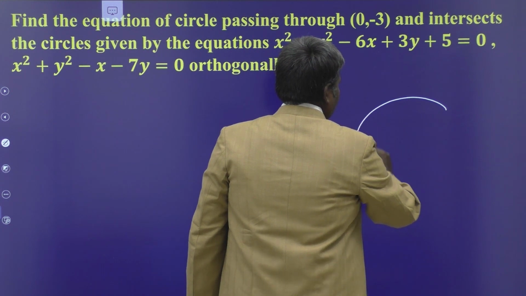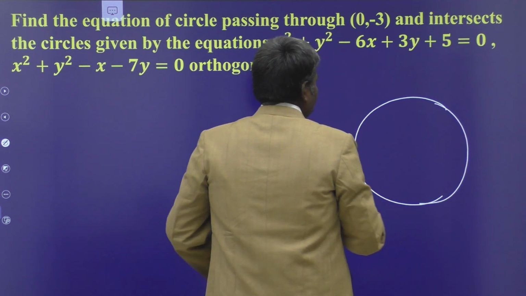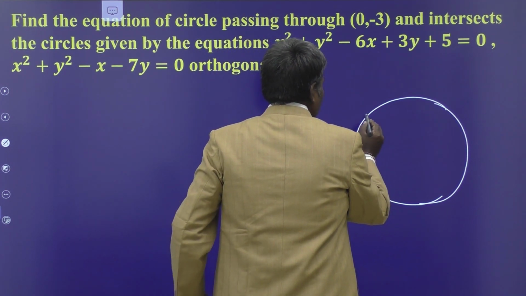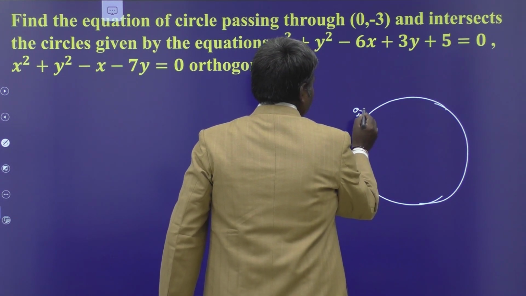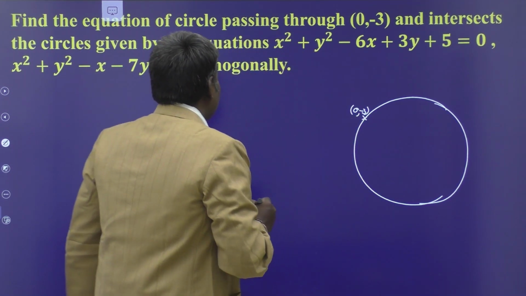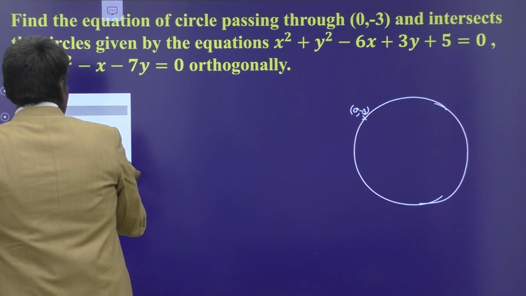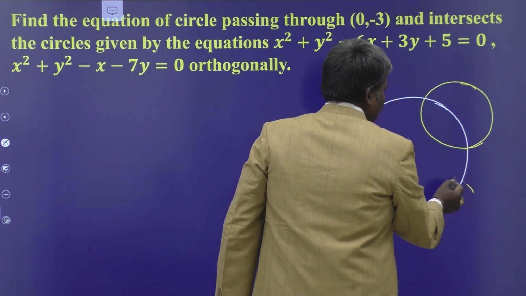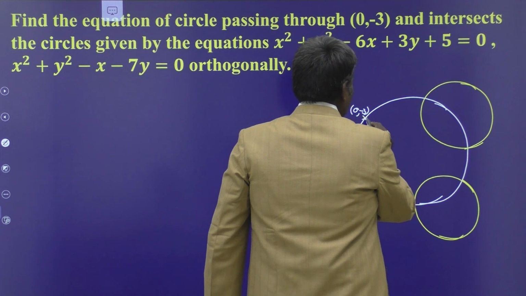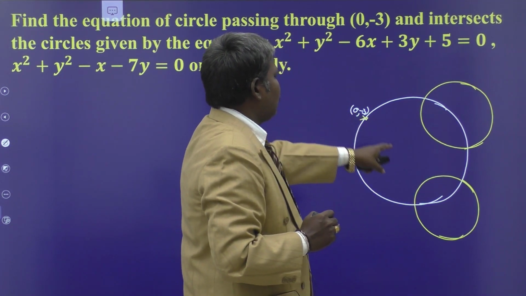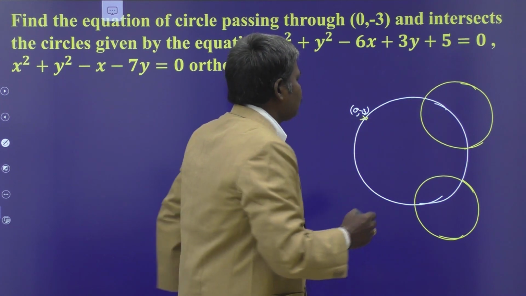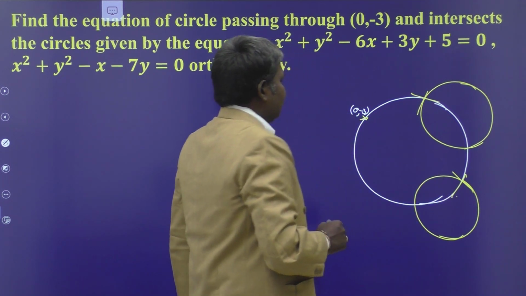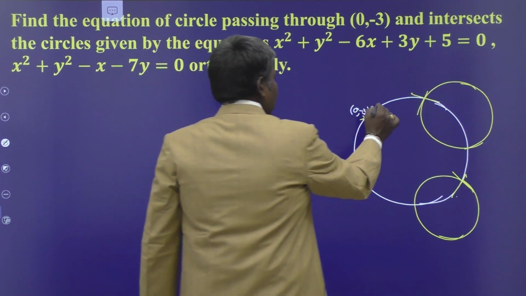I am going to write the rough diagram. Suppose this is the circle. This is your required circle passing through 0, minus 3. This is the point 0, minus 3 and intersects the two given circles orthogonally. So, suppose these are the two circles intersecting orthogonally. This is the point on the circle 0, minus 3 and cuts orthogonally the two circles. We mean angle between these two is 90 degrees as well as angle between these two is also 90 degrees. We have to find out this required equation of circle.